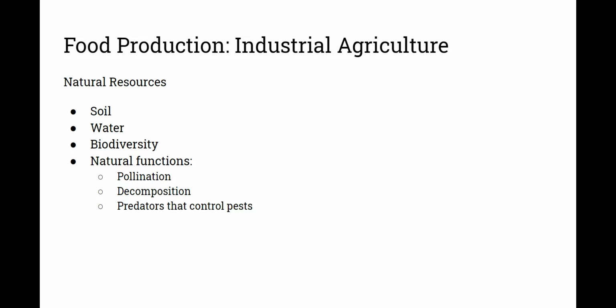So this is obviously happening at a large scale and requires natural resources to keep all this running. Soil is obviously fundamental to growing crops, water to make it all happen. Biodiversity. So, where does biodiversity come into this?